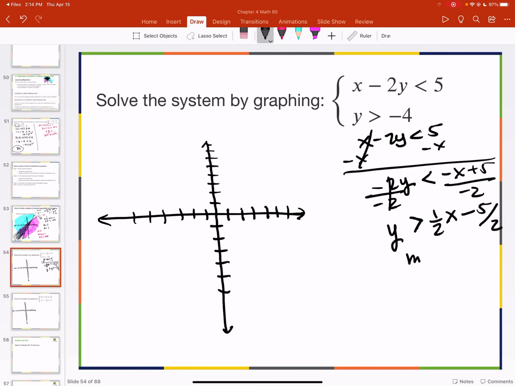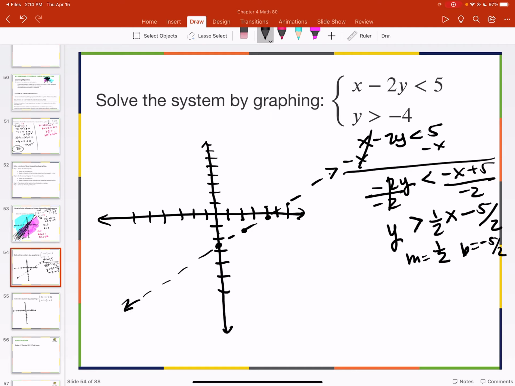Okay, so the slope of the boundary line is 1/2. The y-intercept is negative 2.5 or negative 5/2. So down here. And then it's going to go up 1 over 2, up 1 over 2, up 1 over 2 like that. And then that's going to be a dashed line, because it's a strict inequality, remember? Dashed. Okay. All right.